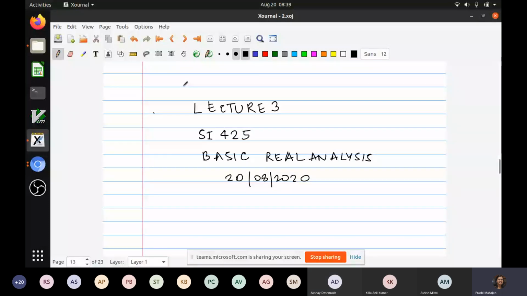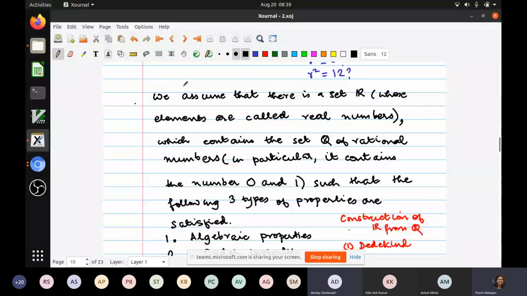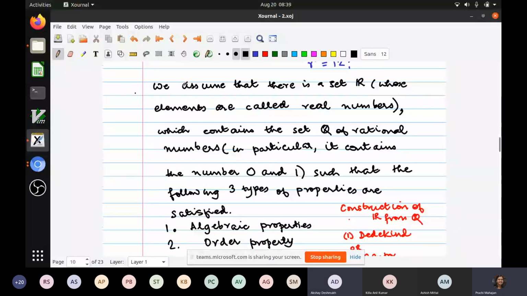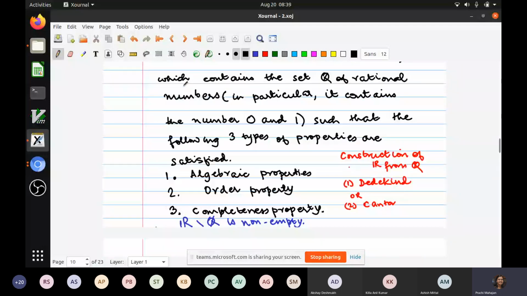numbers. Let me go back to those notes. There is a set R whose elements are called real numbers, which contains the set Q of rational numbers, in particular the additive identity and the multiplicative identity, which we denote by 0 and 1 respectively, such that the following three types of properties are satisfied: the algebraic properties, the order property, and the completeness property.